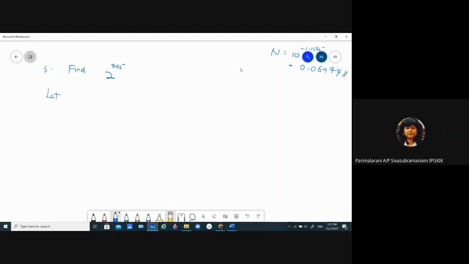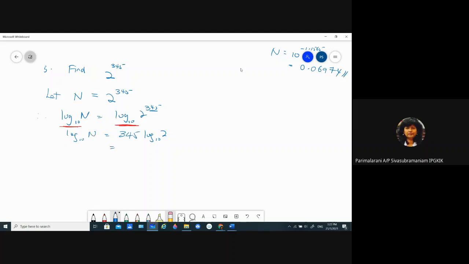Let n, you can use any alphabet. Let n is equals to 2 to the power of 345. When we say like this, next step is, so take log. Log of n is equals to log of 2 to the power of 345. Okay, so when we add log to the left hand side, we also have to add to the right hand side. Okay, then we solve the right hand side first. So how do we solve this? This is power. So 345 log 2. Okay, so this is log 10 n.